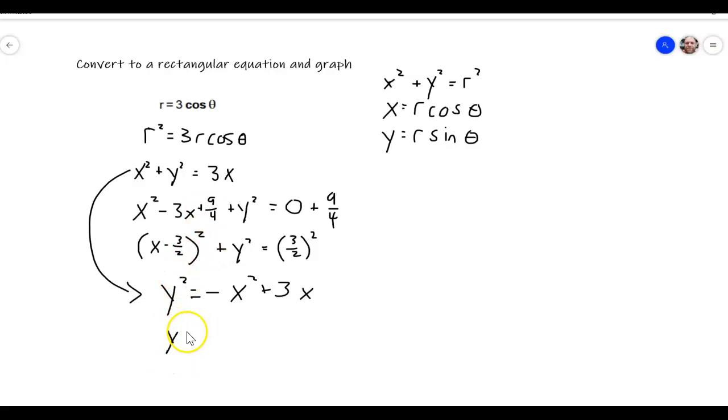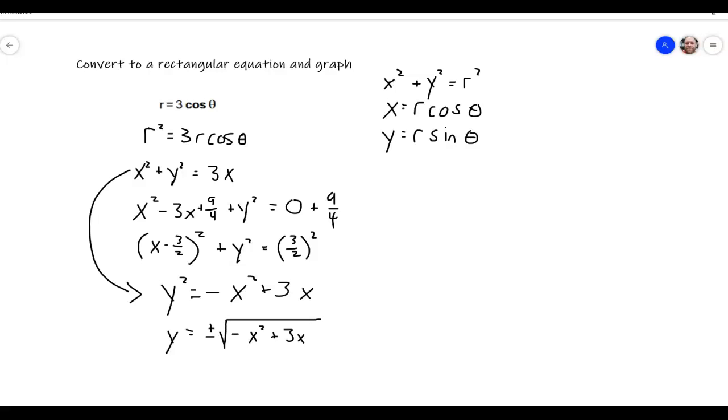So y is going to be equal to plus or minus, I'm going to get two equations here. The square root of negative x squared plus 3x. So this is y is equal to the positive square root of negative x squared plus 3x, and y is equal to the negative square root of negative x squared plus 3x.